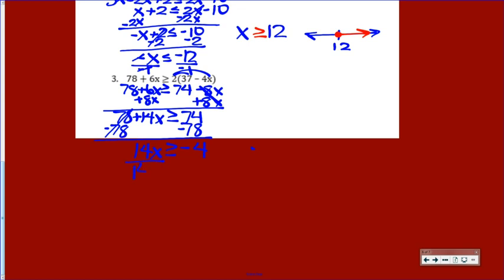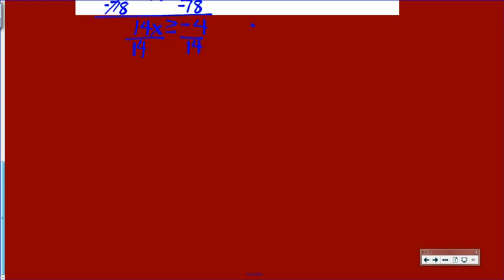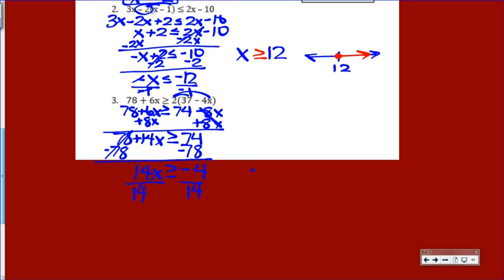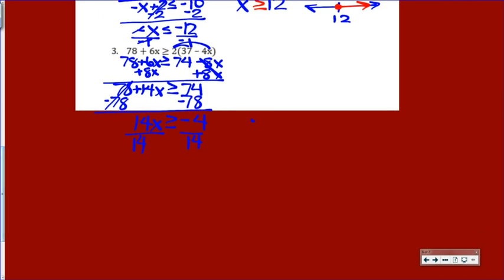And divide by 14. Now this time when I divided, I am dividing by a positive number. I know negative 4 is a negative, but that is not the number I'm dividing by. Because I'm dividing by a positive 14, my inequality symbol is going to stay facing the same direction. Negative 4 over 14 simplifies to negative 2 over 7. So that's your final solution.